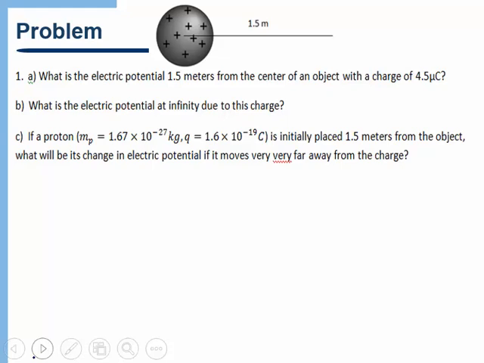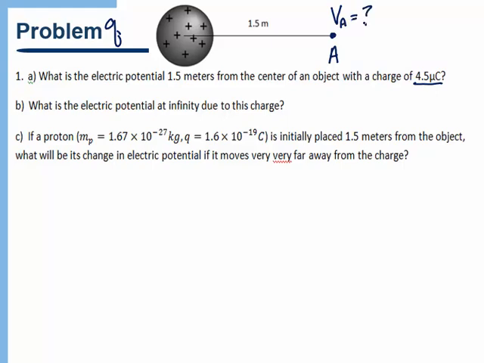What is the electric potential 1.5 meters from the center of an object with a charge of 4.5 microcoulombs? So we've got our charge Q, and it's got a charge of 4.5 microcoulombs. And we're asked to figure out what is the potential at this point. I'm just going to call that point A. And we want to know what is VA.